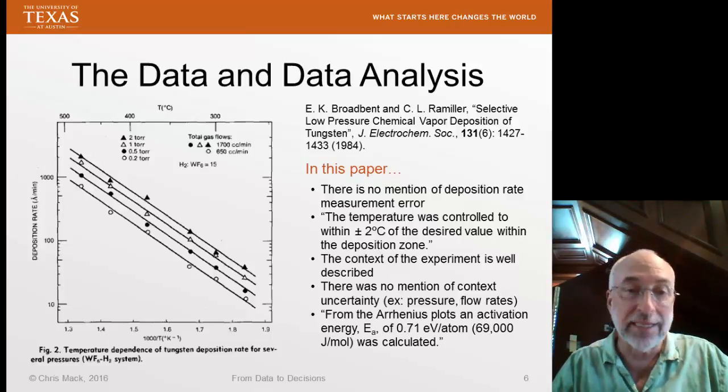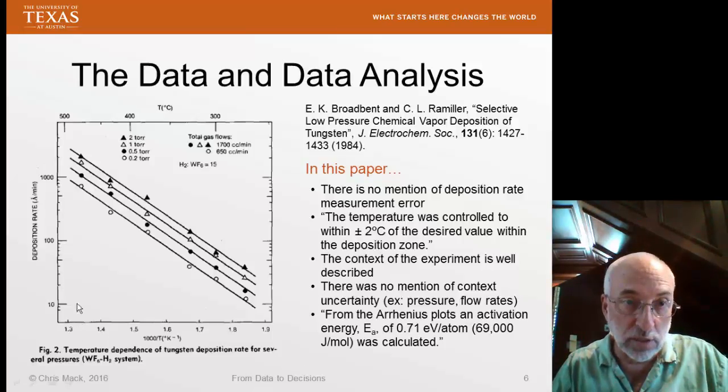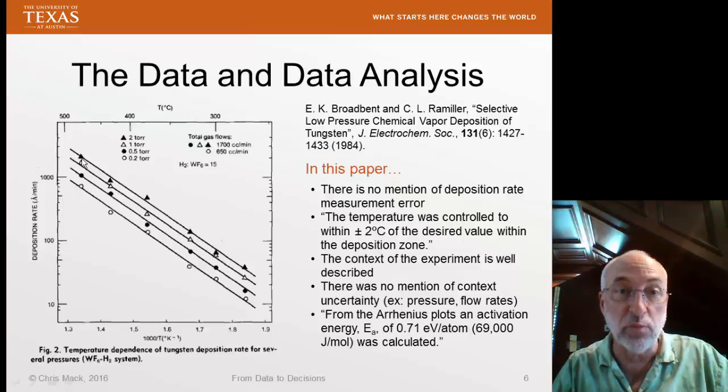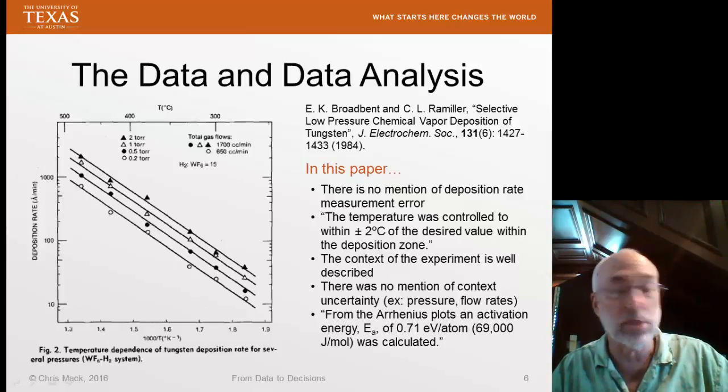Now it does mention the temperature value, right? The x-axis has an uncertainty of plus or minus 2 degrees, and that's an important thing to know, and it is mentioned in the paper, not the measurement of the deposition rate itself. It very carefully discusses the context of the experiment. That's very, very well described. But there's no mention of context uncertainty.